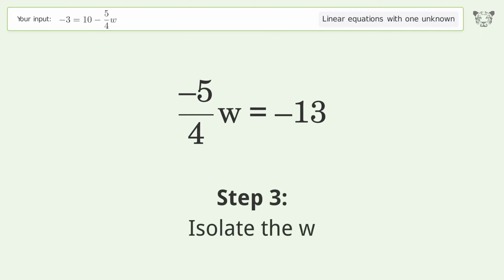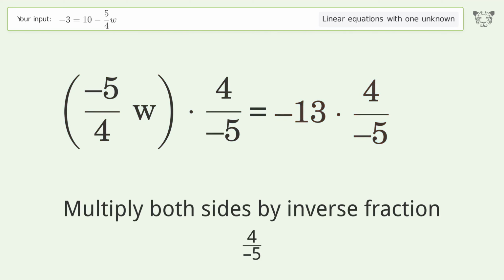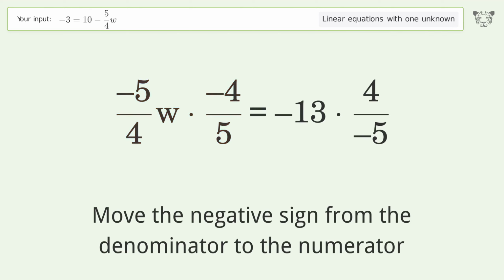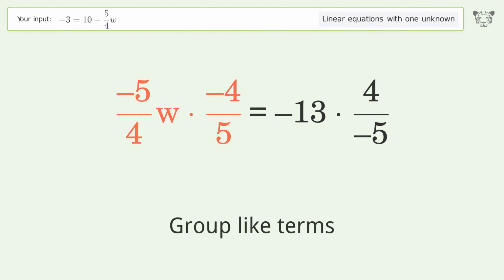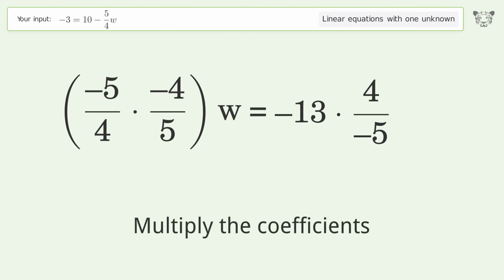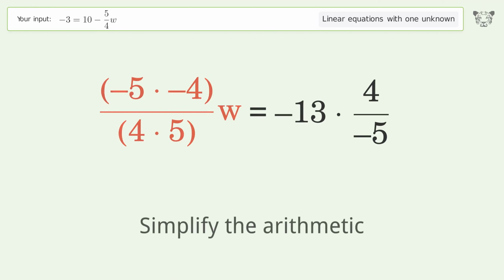Isolate the W. Multiply both sides by inverse fraction 4/5. Move the negative sign from the denominator to the numerator. Group like terms. Multiply the coefficients. Simplify the arithmetic.